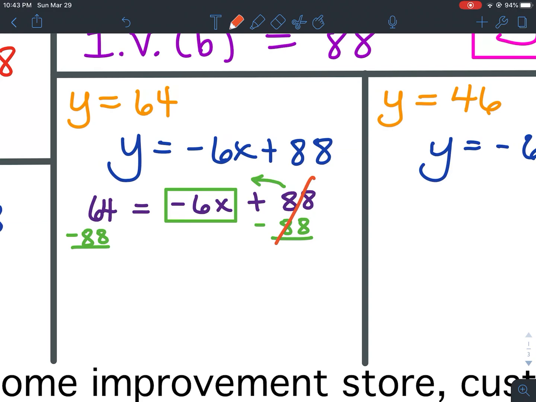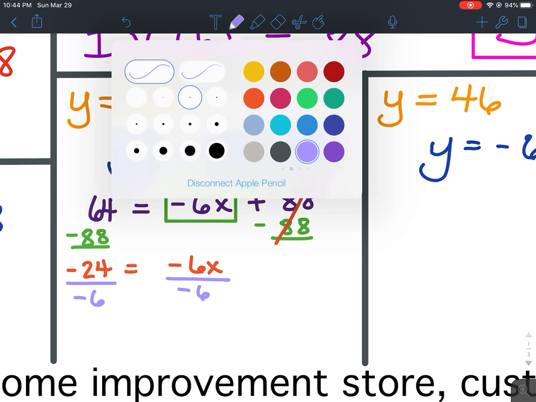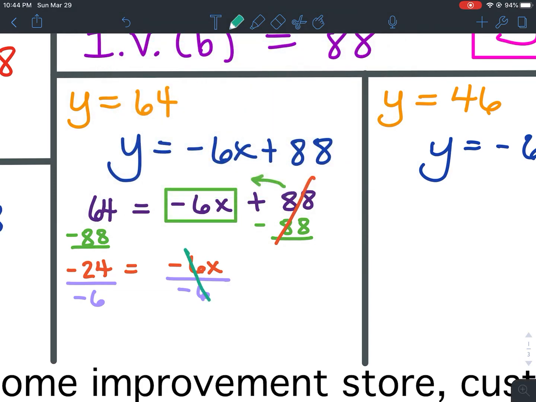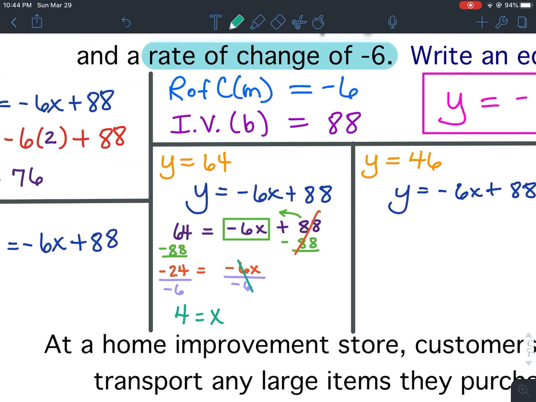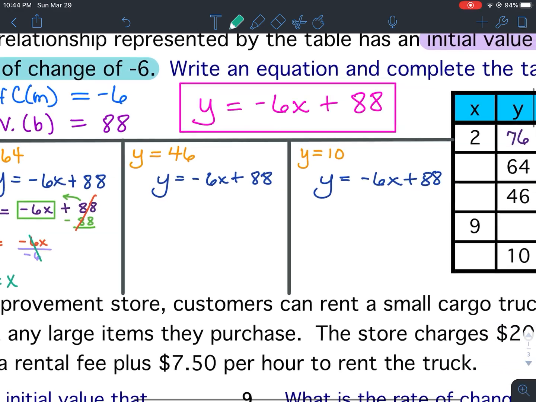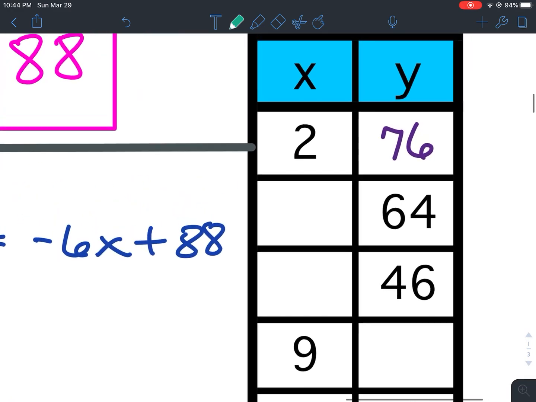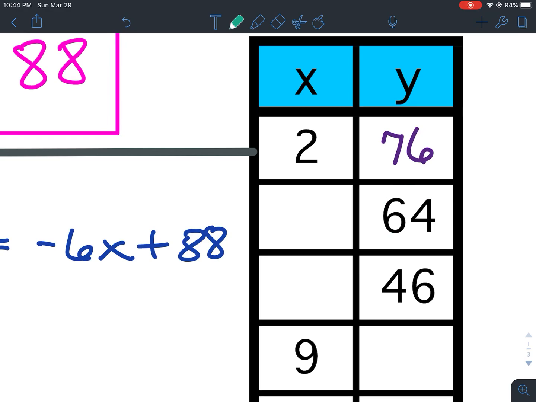So 64 minus 88 would give you negative 24, which equals the negative 6x. Last step, divide both sides by negative 6 to isolate the x. That would cancel the 6's out here. Negative 24 divided by negative 6 is 4. So when y is 64, x equals 4. So I go over here, when y is 64, x equals 4.